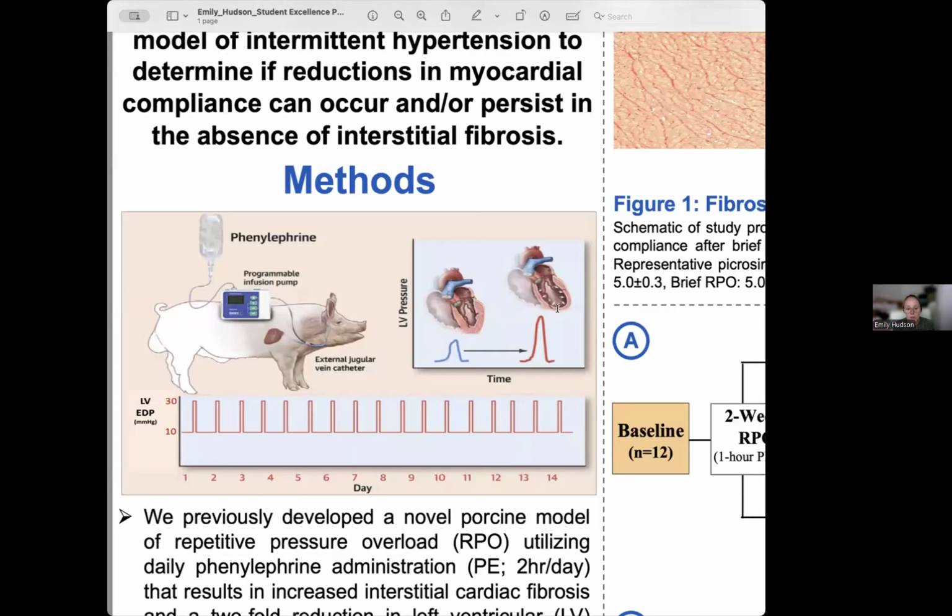So we know after doing this model for a while that after this two-week period, we see an increase in fibrosis, and we see this reduction in compliance, or an increase in ventricular stiffness, that's commonly seen in HFpEF patients, making it a great model for trying to understand this relationship in this disease. So to get at our objective of understanding the relationship between fibrosis and compliance, we did two separate studies.